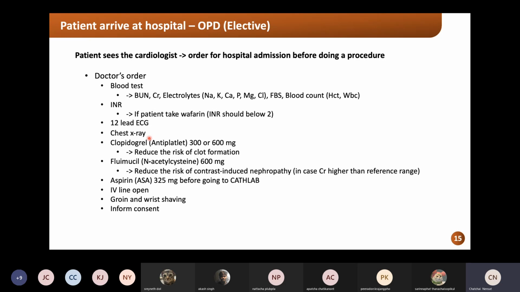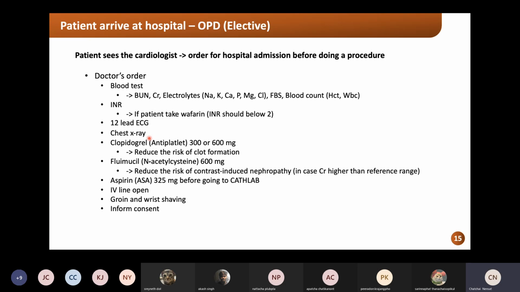So in the doctor's order, you will see blood tests, where the doctor will order some laboratory tests about BUN and creatinine, which directly reflect the renal system, or electrolytes like sodium, potassium, calcium, phosphorus, magnesium, or chloride, which reflect the physiology of the patient, right? If this electrolyte changing exists, the patient's condition may be changed.